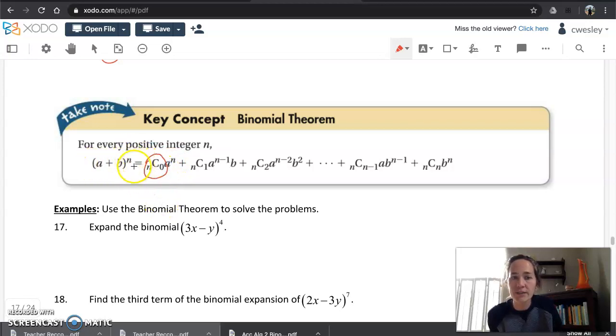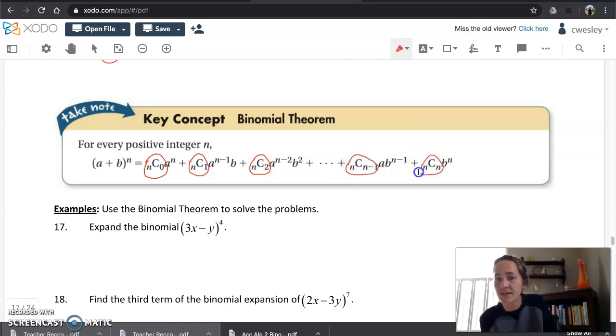If I want to raise a plus b, let's say to the 6th power, you would start with 6C0, right? The first number in that row of Pascal's triangle as a coefficient. 6C1, 6C2, all the way up until you get to 6C5. You're almost done, and 6C6 is going to be your last coefficient. So those are your Pascal's triangle numbers, and they're also going to be combination values. And then the a's and the b's follow the same pattern that they always did.